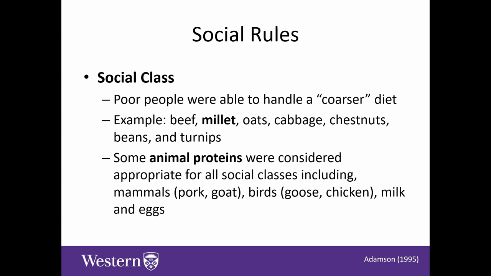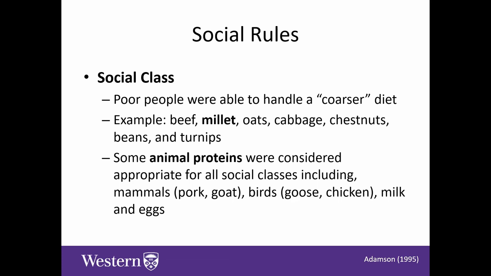Animal proteins across the board were considered appropriate pretty much for all classes. So things that we would expect in the faunal evidence we have match up here. Again, we still don't know for sure how much would have been milk, eggs versus actual access to terrestrial meats.